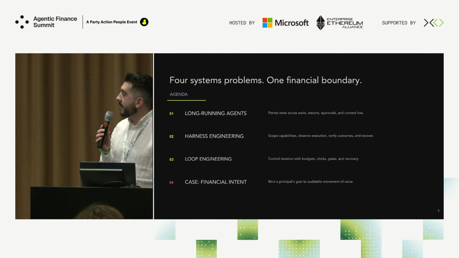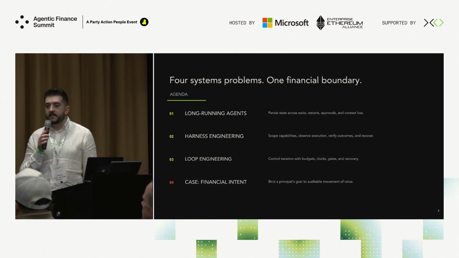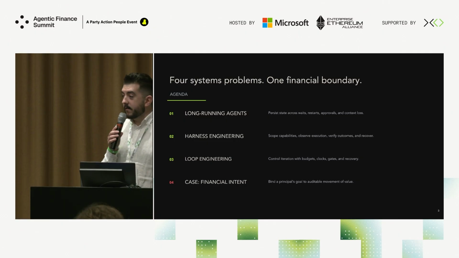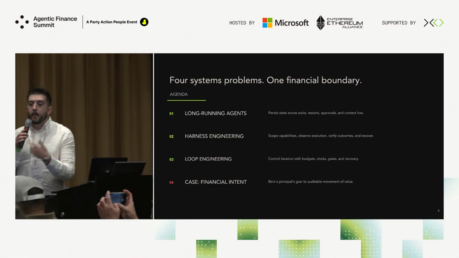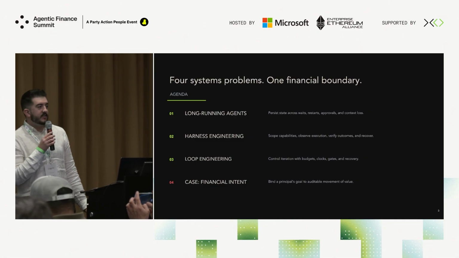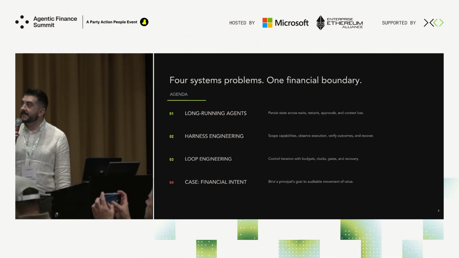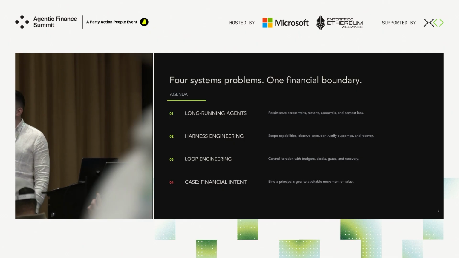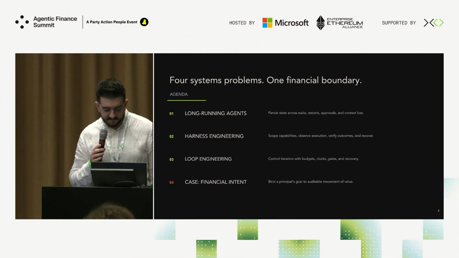We have 4 different topics today. I'll talk about long-running agents and how an agent can work autonomously. I'll talk about harness engineering, which is a new keyword that we hear more and more every day when building AI agents. We have loop engineering, which is even a next-level keyword, I think, after harness engineering. And then a specific financial case that I'll go through today.